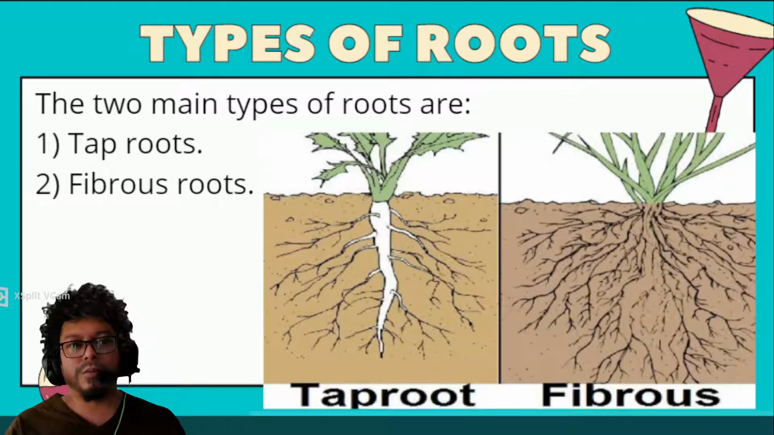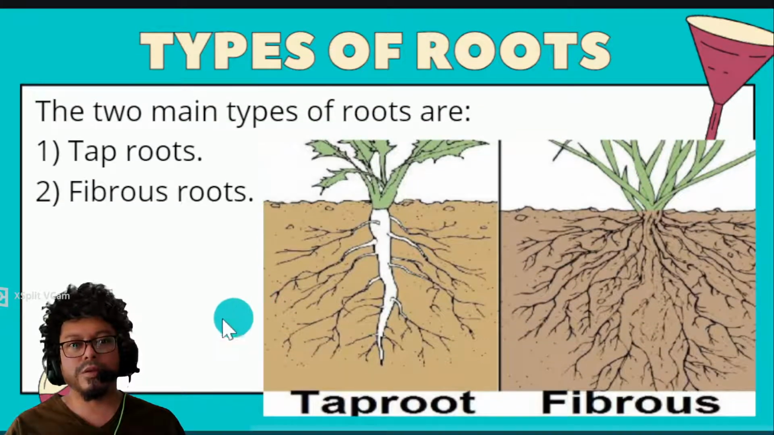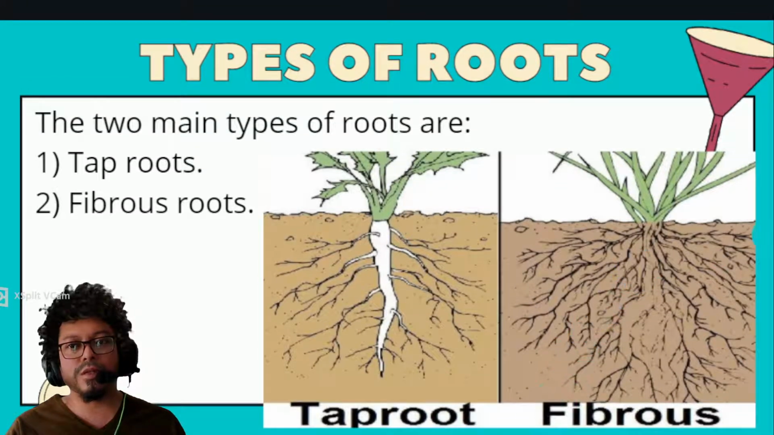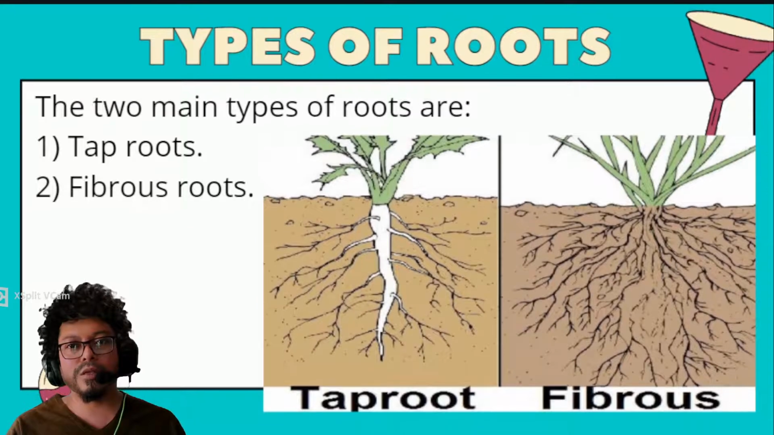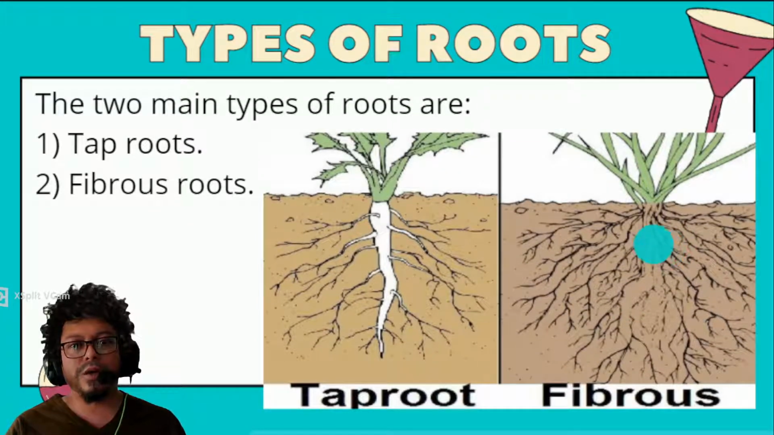Okay, there are two main types of roots, that are tap roots and fibrous roots. This is called tap roots, one main root and many side roots. Satu yang besar dan ada yang kecil-kecil sikit is called tap root. And we do have fibrous root. Fibrous roots have a lot of roots growing from here, like this picture. So this is called fibrous and this is called tap root.